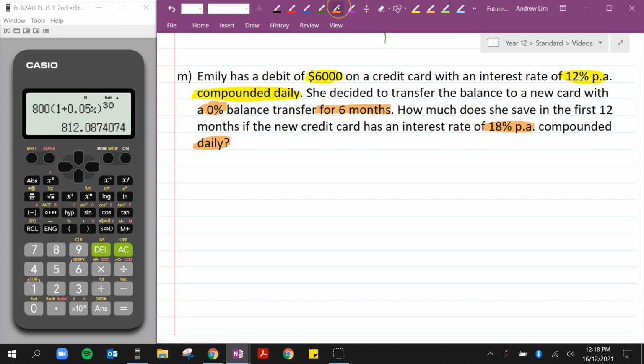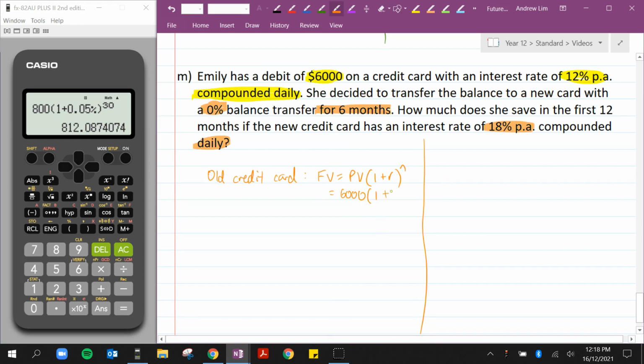So, if she were to keep her old credit card, let's just go, old credit card. Future value is equal to present value times 1 plus r to the power of n. She owes $6,000. The rate is 12% per annum compounded daily. So we need to divide that by 365. And we want to know how much does she save in the first 12 months. So that's technically 365 days.